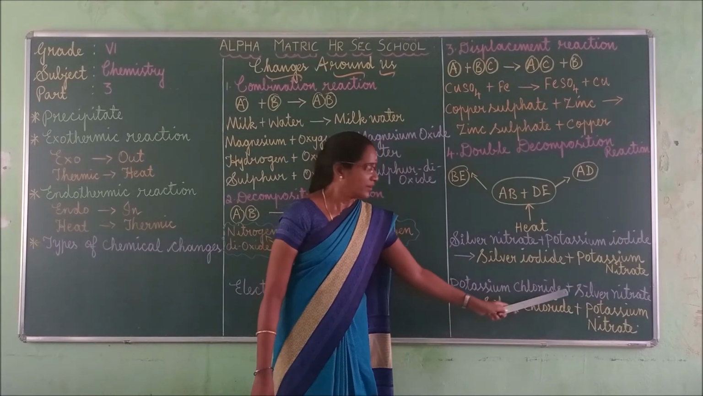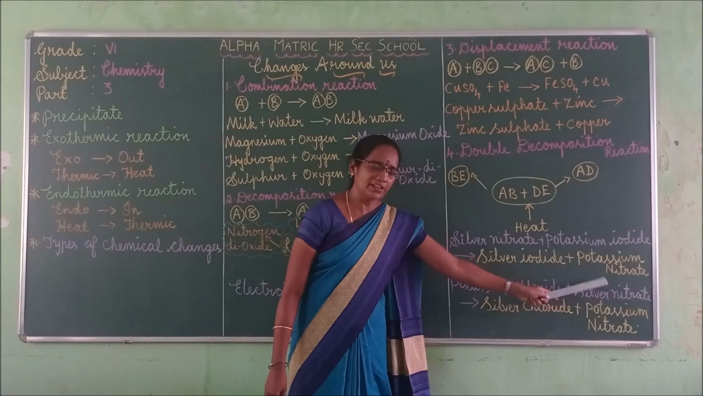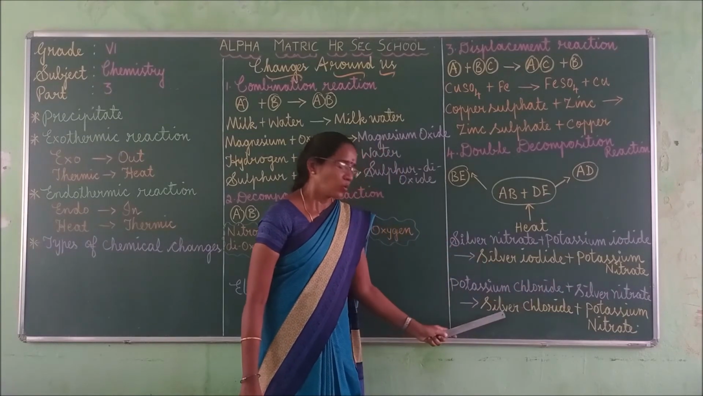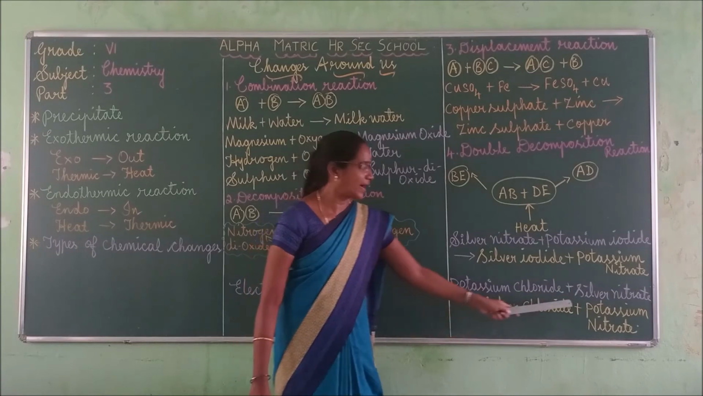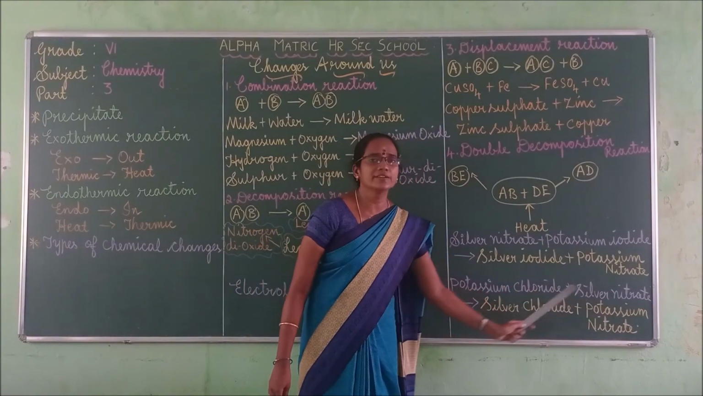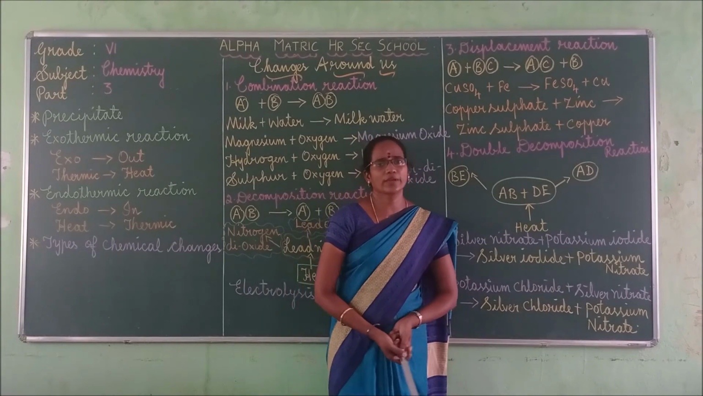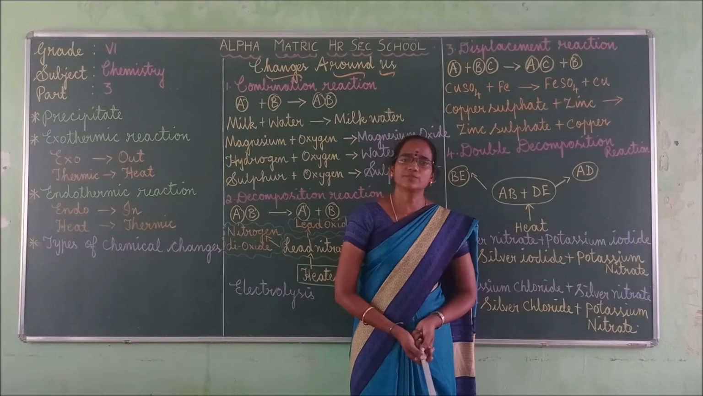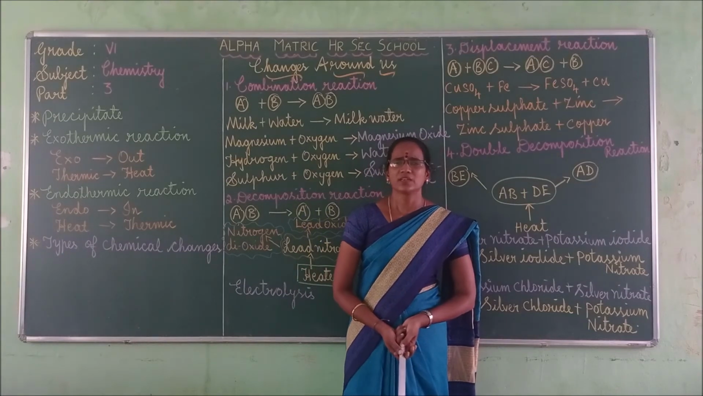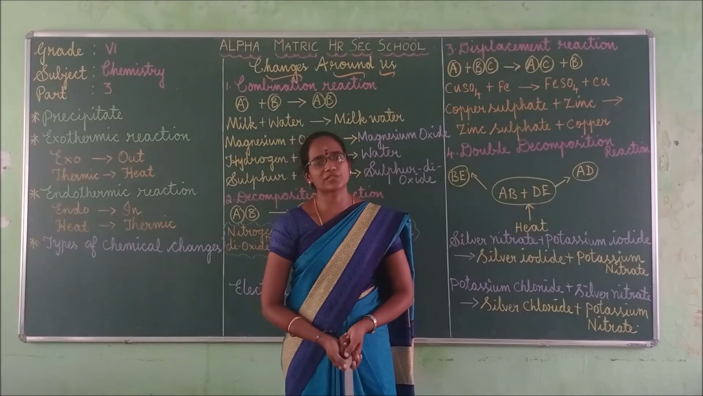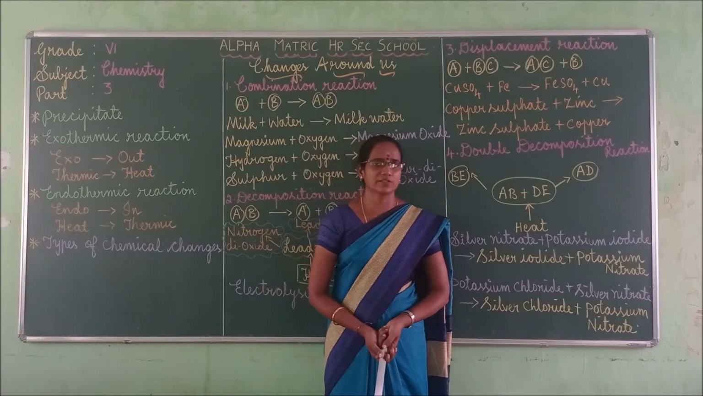So next example, potassium chloride when it reacts with silver nitrate. Both react to form two new products. One is silver chloride, another one is potassium nitrate. Here also ions are exchanging. What is meant by ions? Atoms or group of atoms, they have some charge, positive charge or negative charge. These are called ions, right?